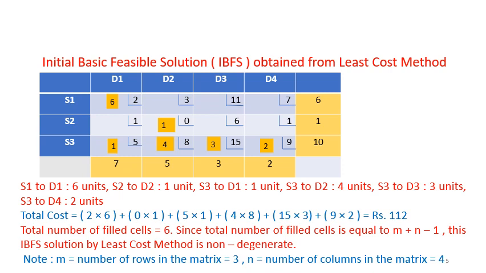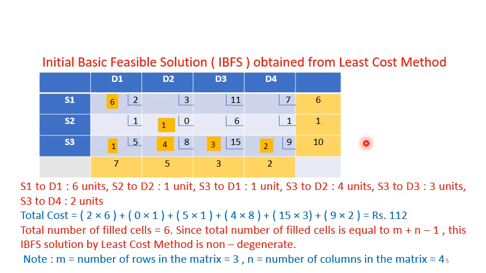You can see here the same solution represented. S1 to D1 6 units, S2 to D2 1 unit, S3 to D1 1 unit, S3 to D2 4 units, S3 to D3 3 units and S3 to D4 2 units. And the total cost will be 2 into 6 plus 1 into 0 plus 5 into 1 plus 8 into 4 plus 15 into 3 plus 9 into 2. What is given here? It totals up to 112.